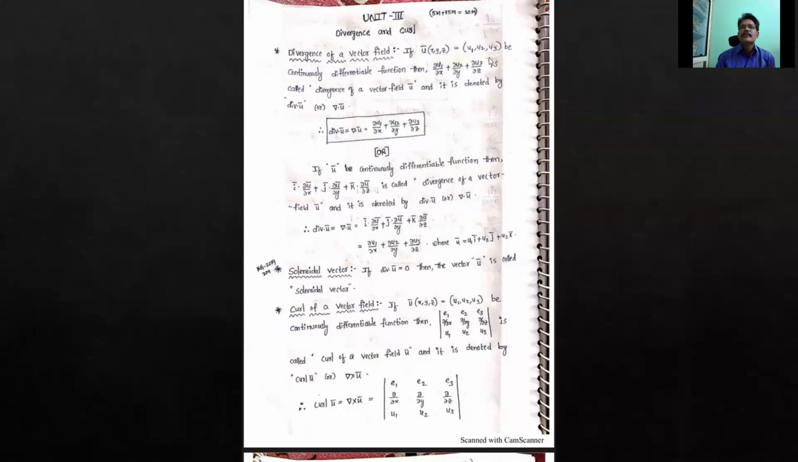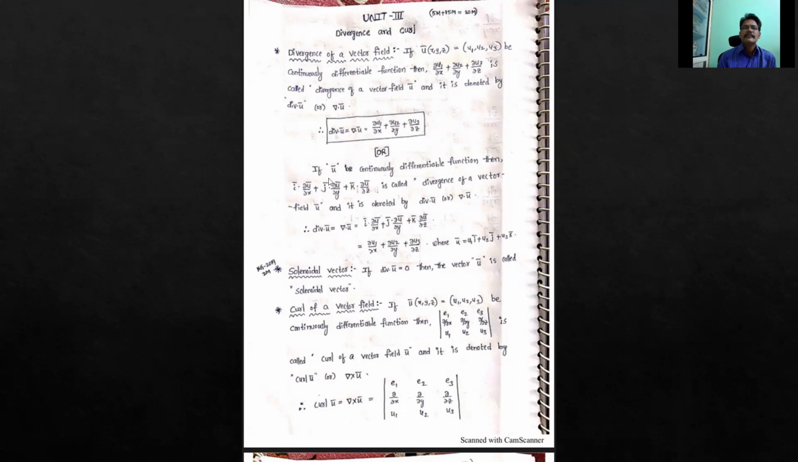So suppose u bar equals (u1, u2, u3), then what is the divergence of u? It can be defined as: differentiate the first coordinate u1 partially with respect to x, the second coordinate with respect to y, and the third coordinate with respect to z. Adding these three, we get the divergence.